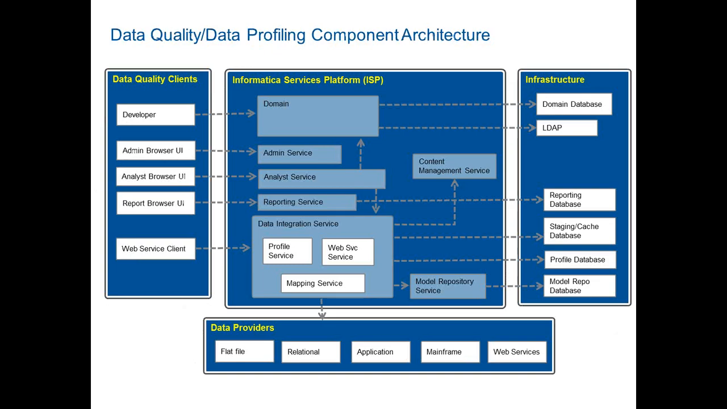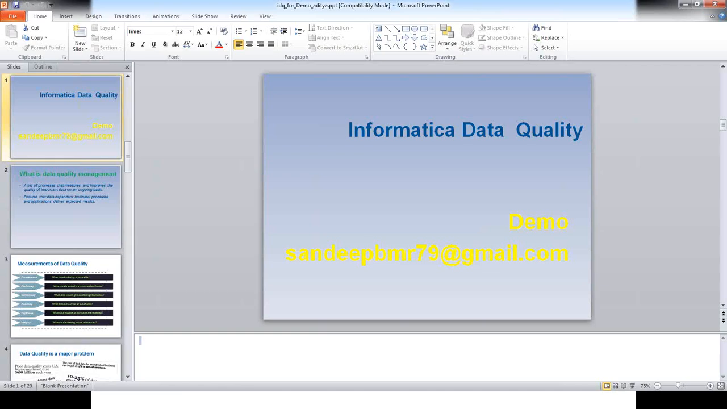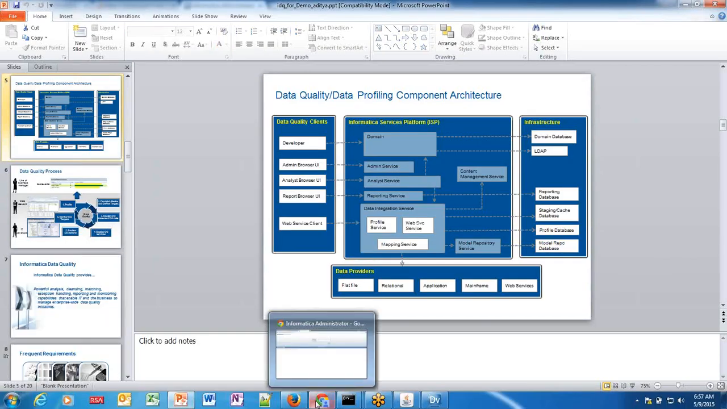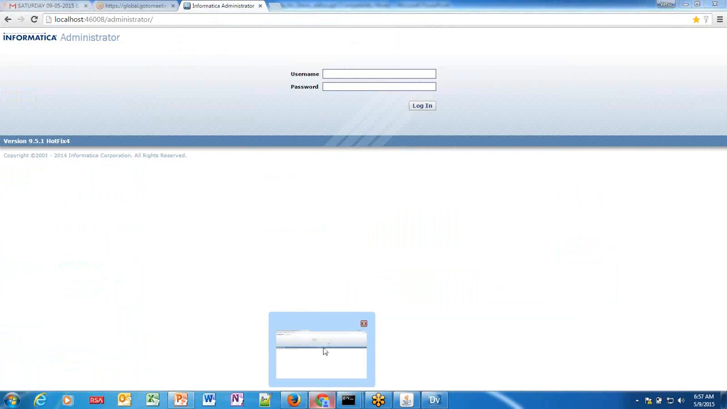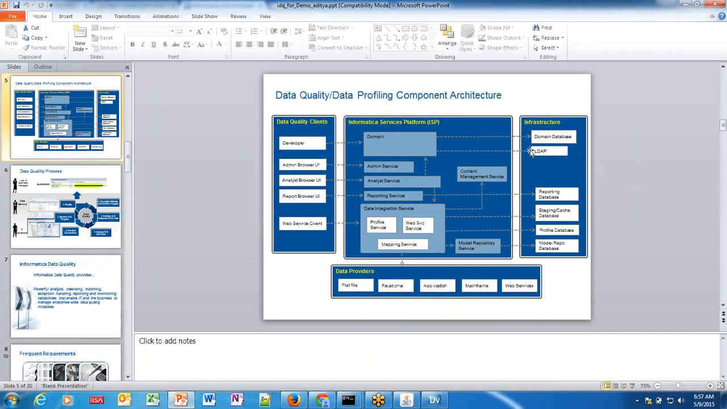Okay. So this is the important slide when we are talking about the data quality or the data profiling component architecture. If you know about the Power Center admin console, that will be easy to understand, but not a problem. I will try to explain. Let me see whether my admin console is started. Yes, this is the admin console. Let me open the presentation. So this is the architecture.